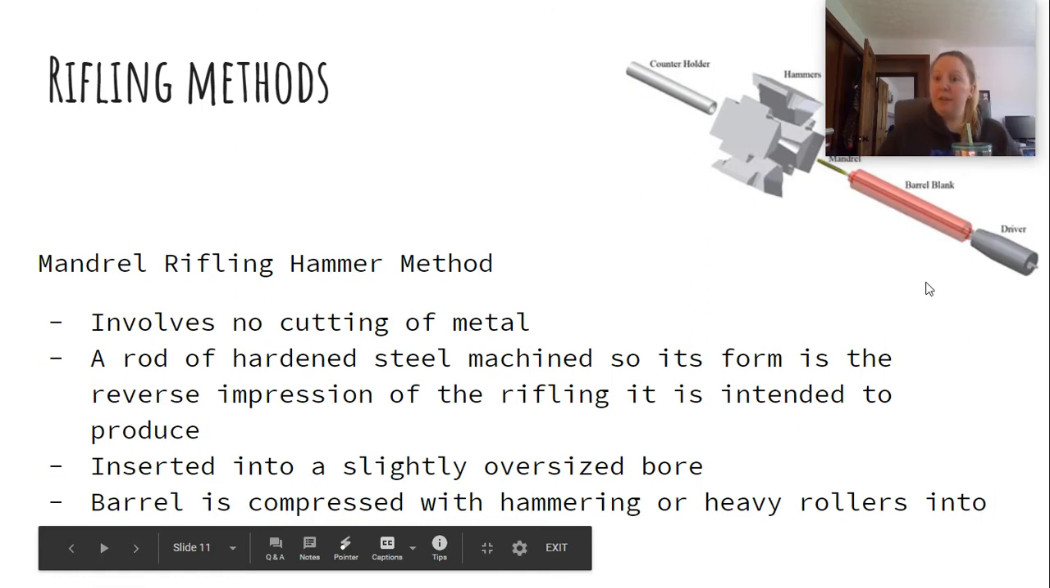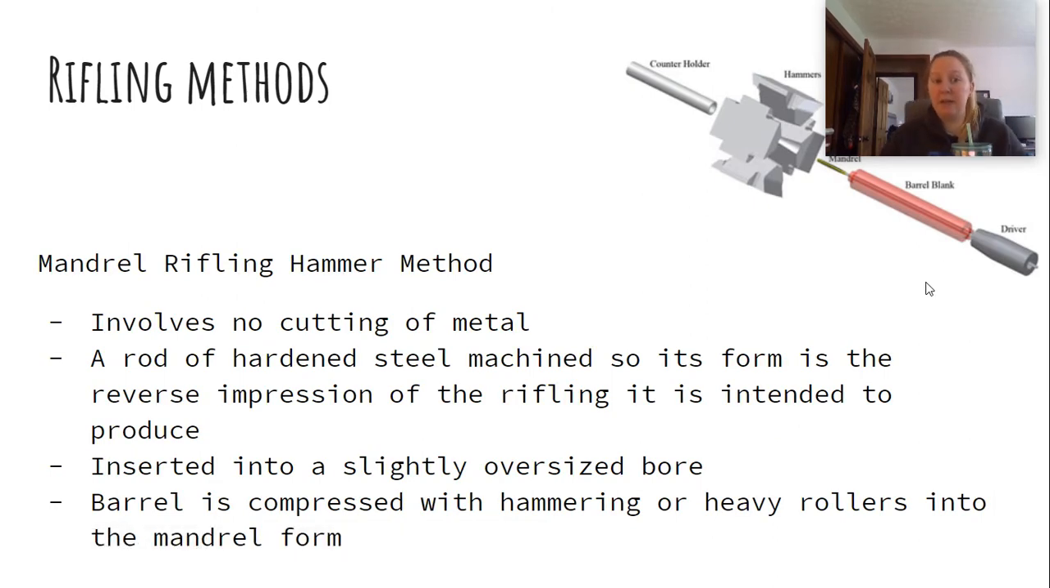And the most common method, because it is the fastest method, is actually the mandrel rifling hammer method. It involves no actual cutting of metal. A rod of hardened steel is machined so its form is the reverse impression of the rifling it is intended to create. It is inserted into a slightly oversized bore. The barrel then is compressed with hammering or heavy rolling into the mandrel form. The mandrel gets popped out, the driver pushes the barrel out, and you end up with a gun barrel.